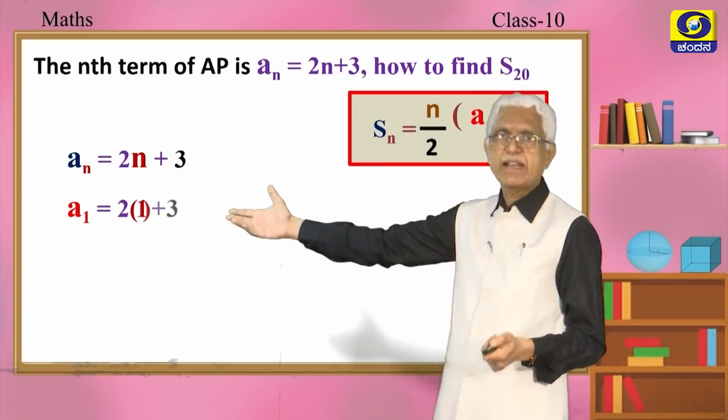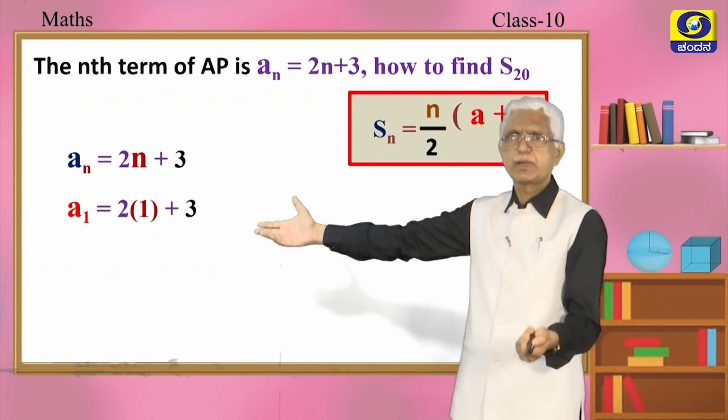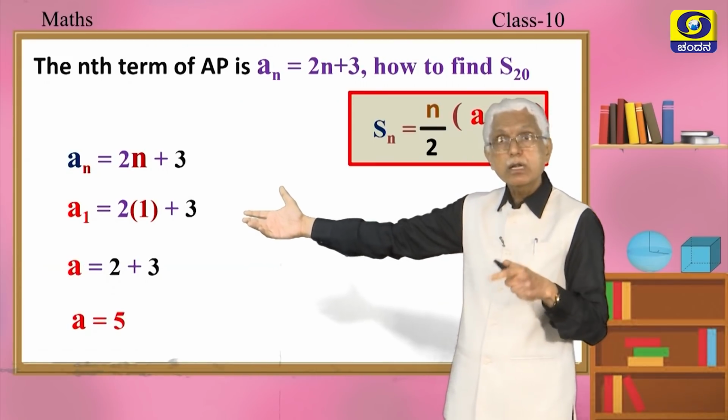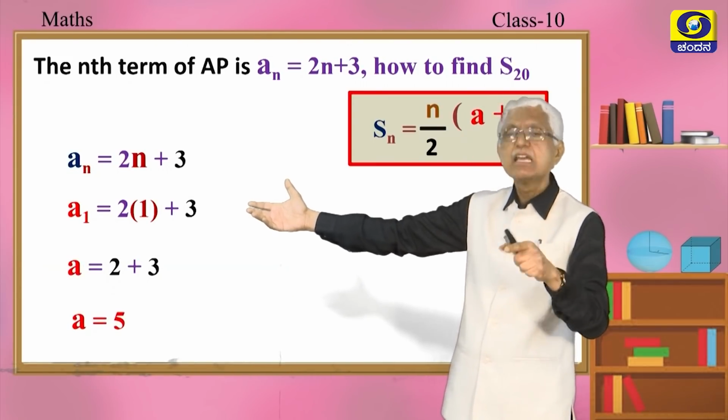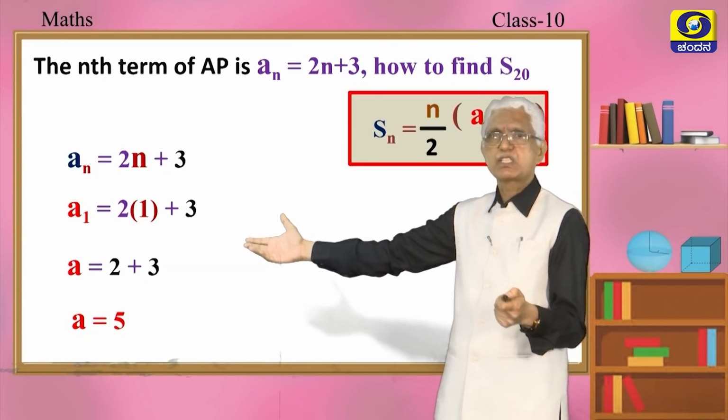What will I do? I will find the first term. How will I find the first term? In place of n, I will put 1. 2 into 1 plus 3 is 2 plus 3, which is 5. So I got the first term a, which is also a1, and it is 5.